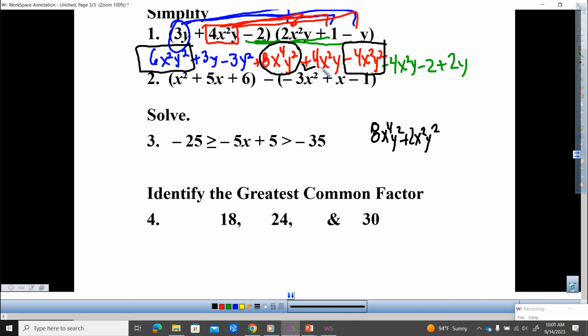Next, we got 4x squared y. Is this a minus right here? And minus that, that's a 0 pair? Is that correct? And then next up is y squared. Is there another y squared? No, so it's negative 3y squared. And then from there, 3y plus 2y, that's 5y. And at the end, minus 2.